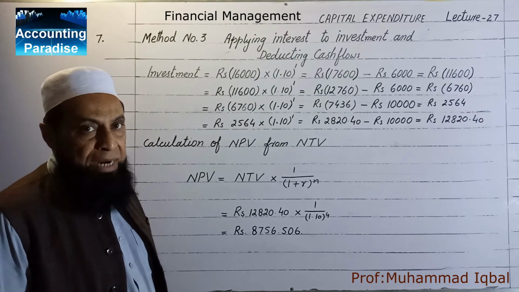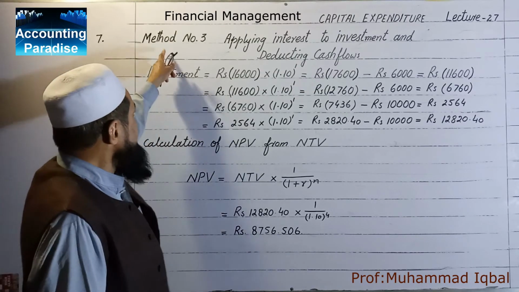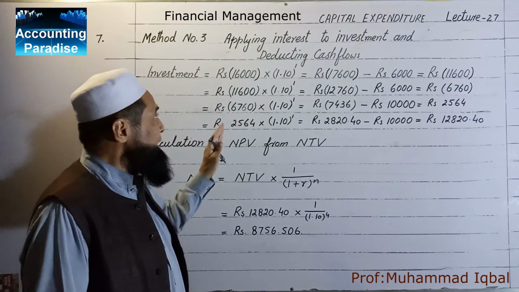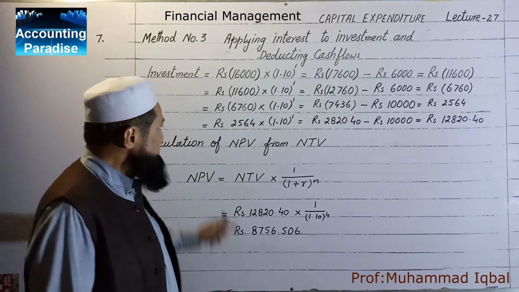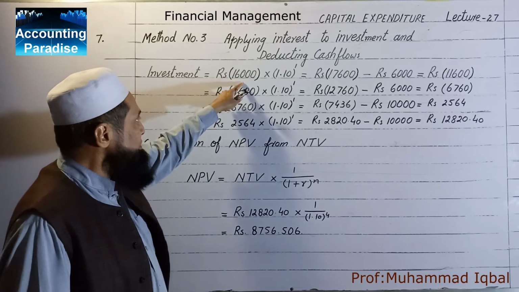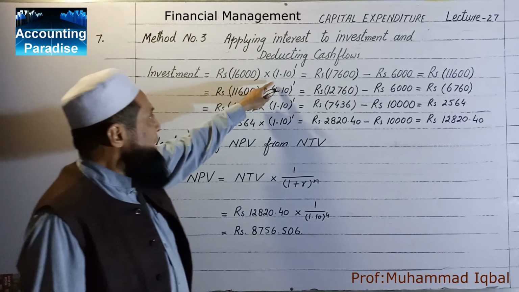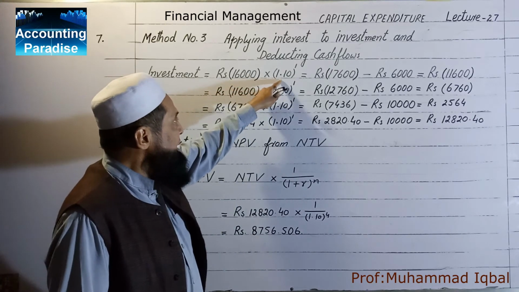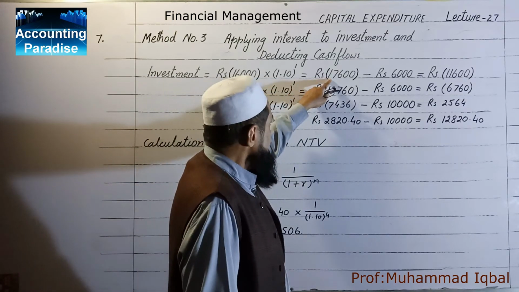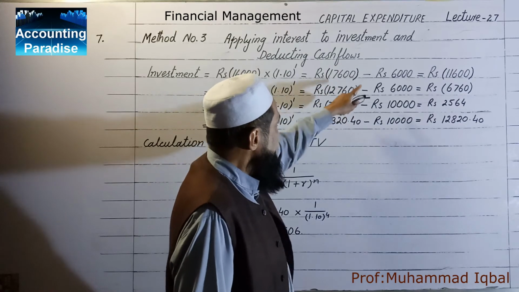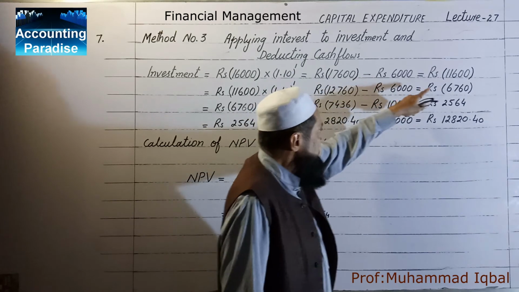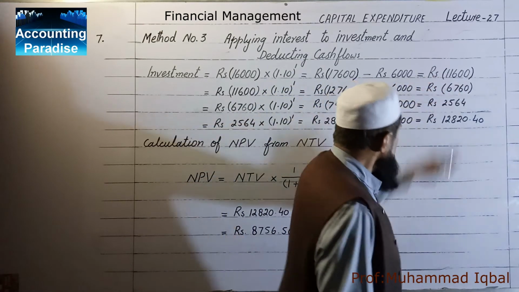Calculation of net terminal value. Method number 3. Applying interest to investment and deducting cash flows. In this case, investment is 16,000. Applying interest at the rate of 10%, the cost of capital, we get 17,600, and deducting the cash flow of the first year, the remaining amount is 11,600.